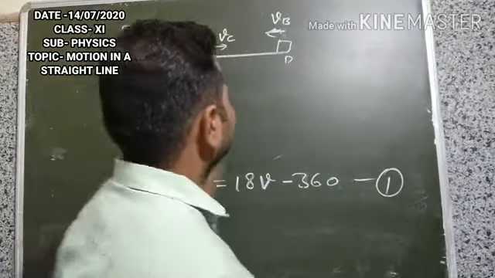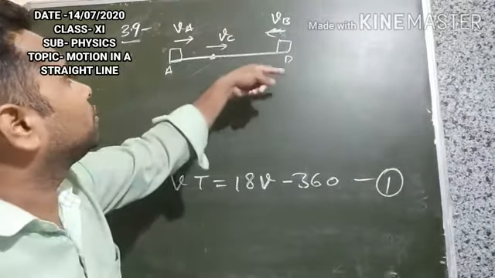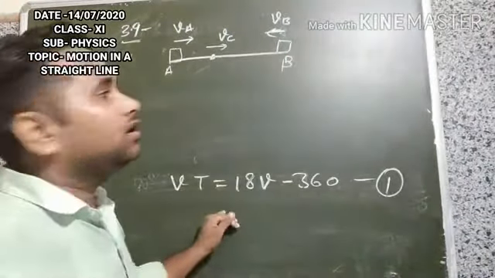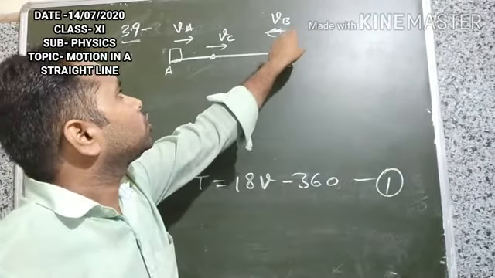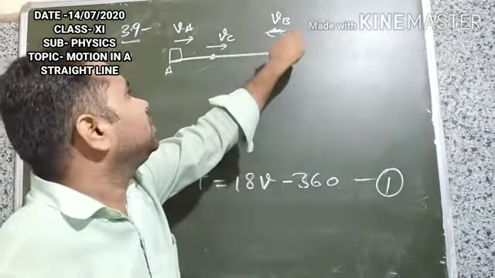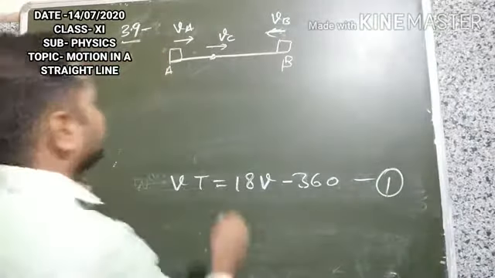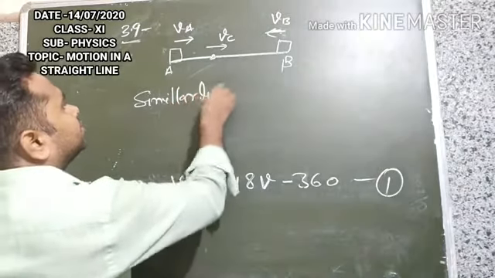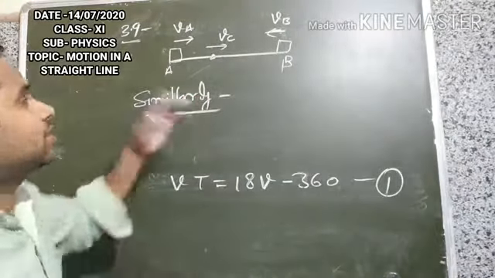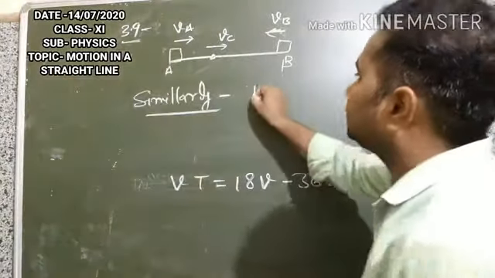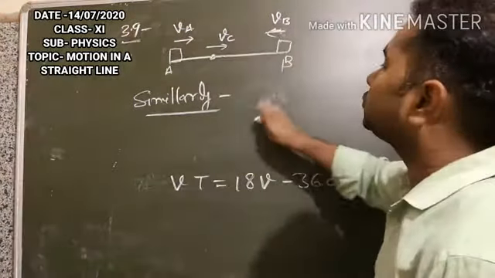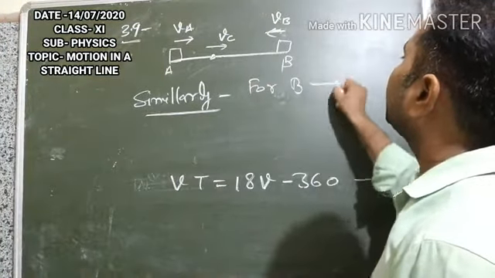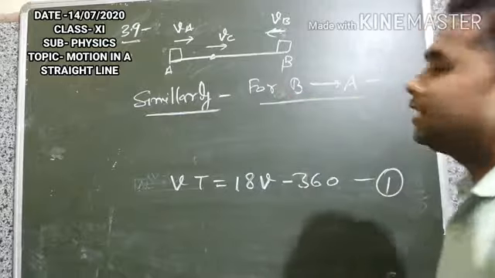So this is for A to B motion. Similarly, we can find one more relation between V and t for solving the motion of the bus starting from station B towards A. Similarly, again we will measure the distance traveled, first calculating the relative velocity. Similarly for B to A motion, now we are taking B to A motion.